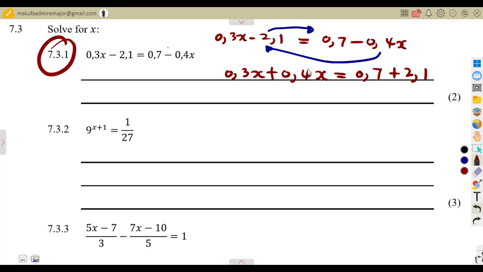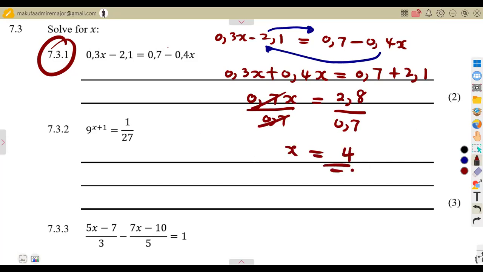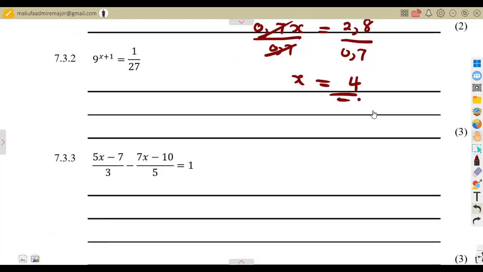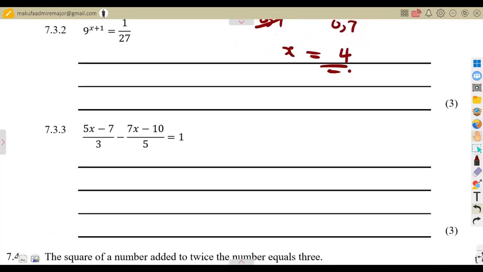So let's add 0.3 plus 0.4, that's 0.7x, which is equal to 2.8. So to find x, you can divide by the decimal 0.7 on your calculator. That was going to give you a 4. So x, which satisfies this equation, was a 4.